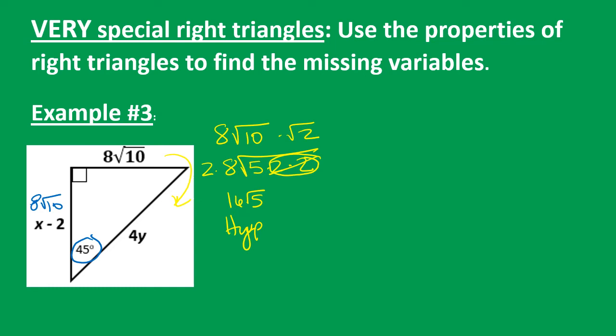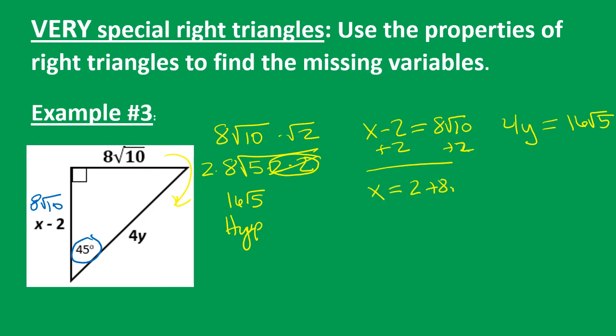So now I need to do some algebra to find my final answers. So for my legs, I know x minus 2 equals 8 square root of 10. I also know my hypotenuse 4y equals 16 square root of 5. To find x, I can swing that 2 over to the other side, so you get x equals 2 plus 8 square root of 10. And for y, I'm going to divide each side by 4, and y equals 4 square root of 5.